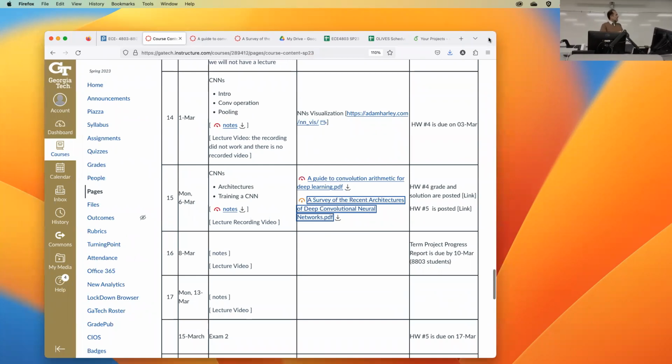Okay, so I added two PDFs to the Canvas. The first one just goes through what you were asking for, about the convolution details, a few pages there. And then today we'll talk about architecture for different CNNs. So this is a survey paper, all the different architectures, so we talk about in more detail.